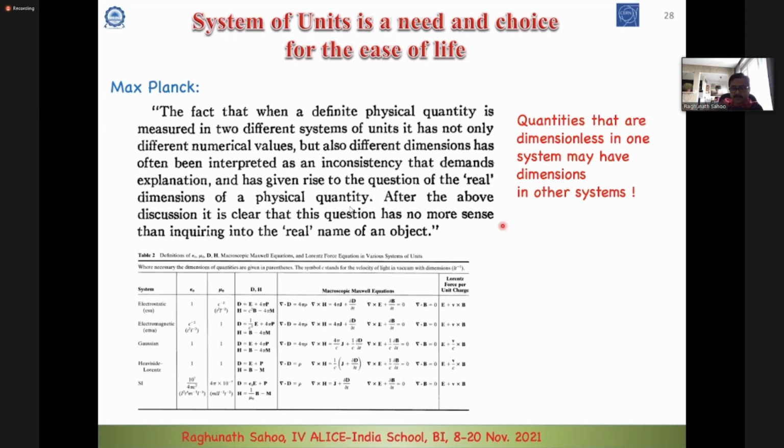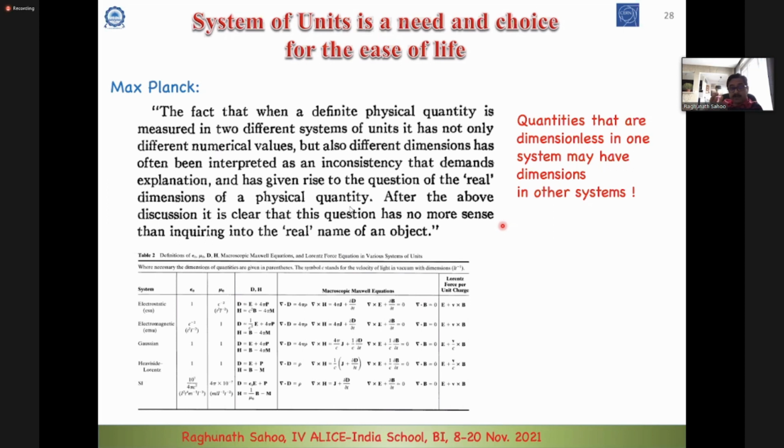And I just remind you of your famous book by J.D. Jackson on classical electrodynamics. If you look at the book preface, the second edition was written in CGS units, which is highly cumbersome. In the third edition, the first part is in SI units, and the second part of the same book is in CGS units.